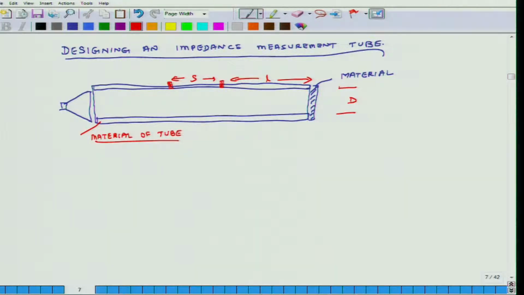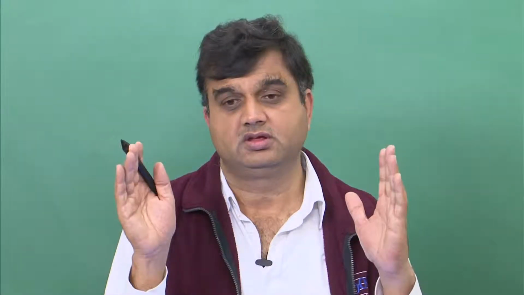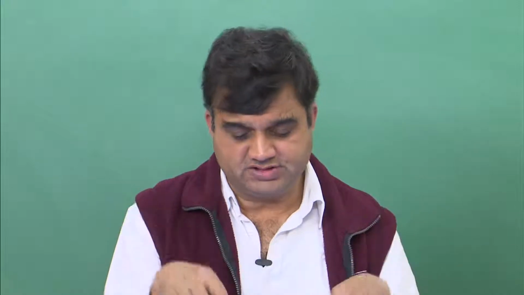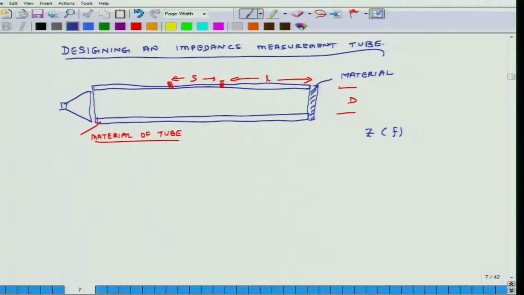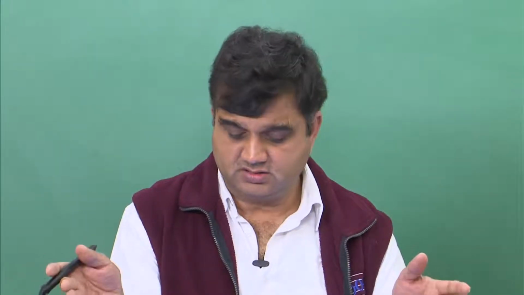Now before we start discussing all these details, I wanted to make two important points. First, impedance is a function of frequency. It can change, it actually varies with frequency. So whenever we say we are interested in measuring the impedance of a material, we should state that we are measuring impedance of this material for this range of frequencies. Only for that range of frequencies will we be designing this tube. This tube may not necessarily work beyond the range of frequencies which we are interested in.